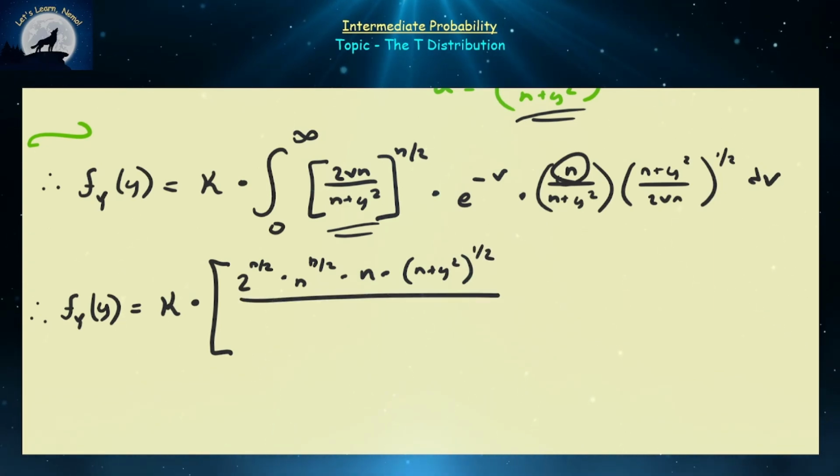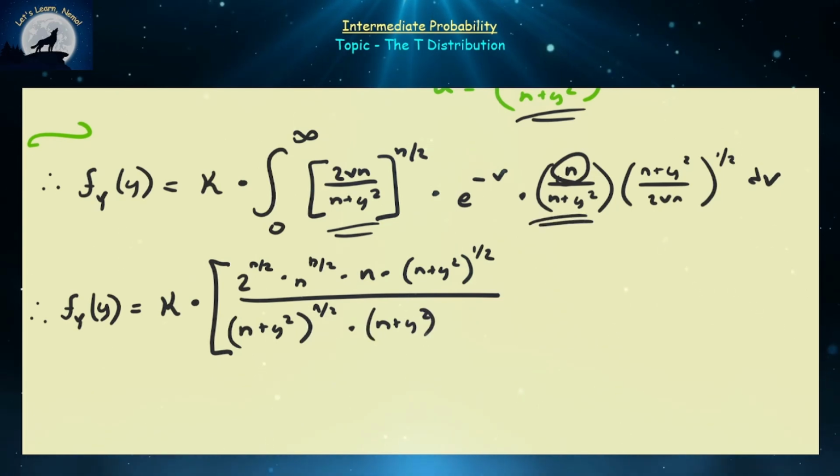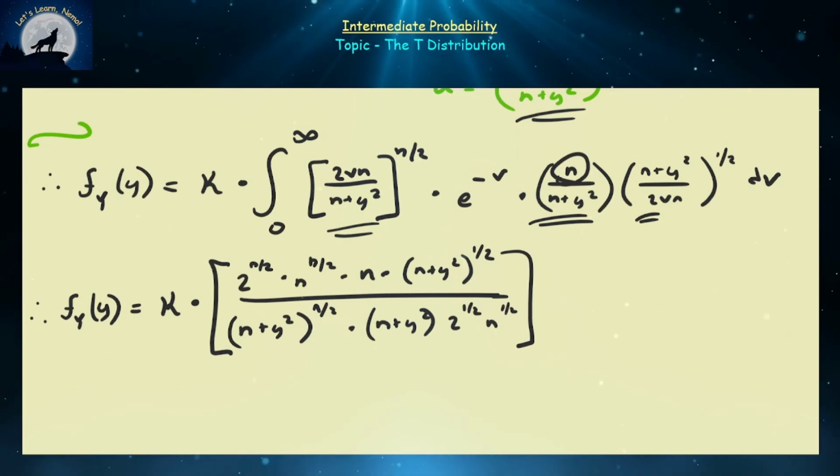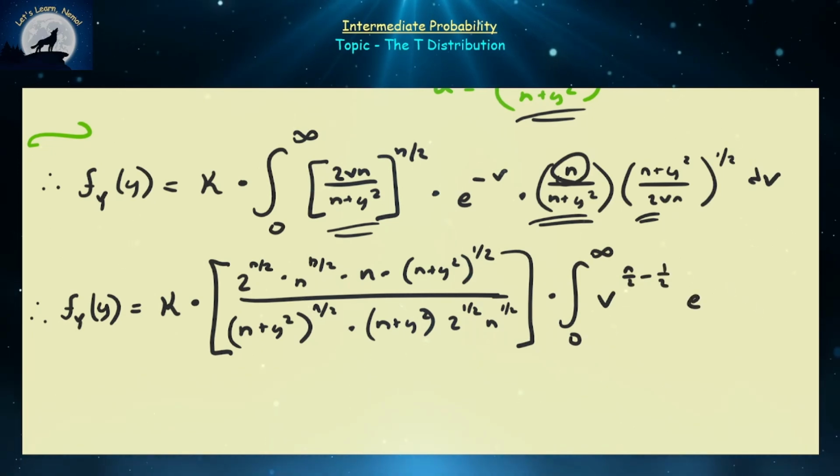On the bottom, we're going to have an (m plus y squared) to the power of n over 2 from that leading term. And then we're going to have an (m plus y squared) from that du term. We're also going to have a 2 to the power of 1/2 from that last term there, and an n to the power of 1/2 from the same exact term. Then we're going to have an integral from 0 to infinity, and then v to the n over 2 minus 1 over 2 once you simplify. And then e to the minus v dv will give you your integral setup for your gamma function transformation.